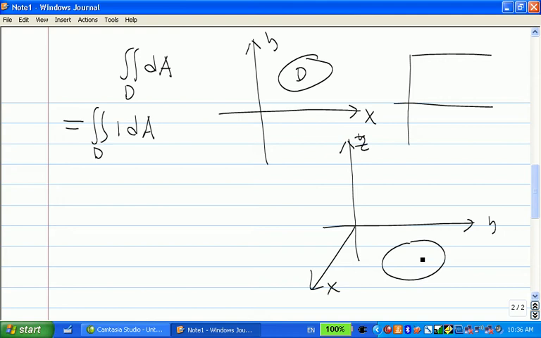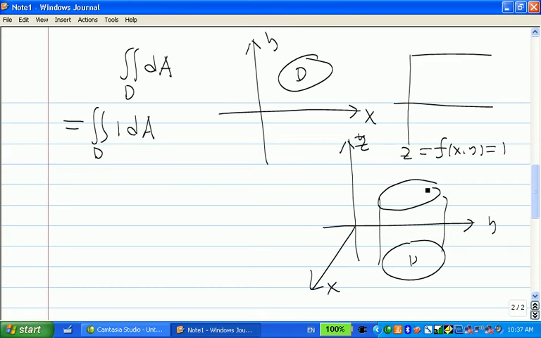Okay, this is our D. Remember, the double integral gives you the volume under the surface. So what is the volume here? What is the surface here? The surface is a what? 1. Okay. That means your f(x,y) equals 1. You can write this way, z equal to 1. What is z equal to 1? Z equal to 1 is a plane, right? A plane parallel with the xy plane.